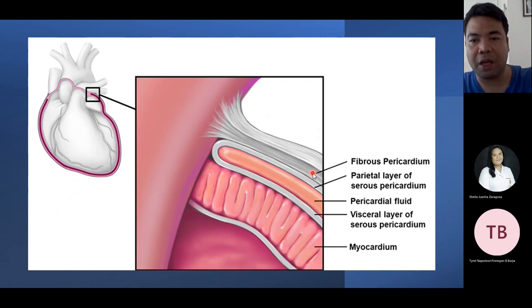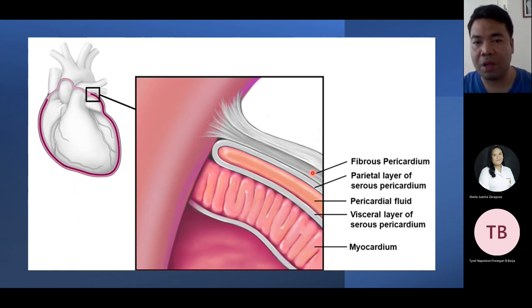Connective tissue ang composition niyan. And its main function is, number one, for protection of the heart. For protection, outer covering siya. And then second is that it anchors the heart to the surrounding structures in the mediastinum.